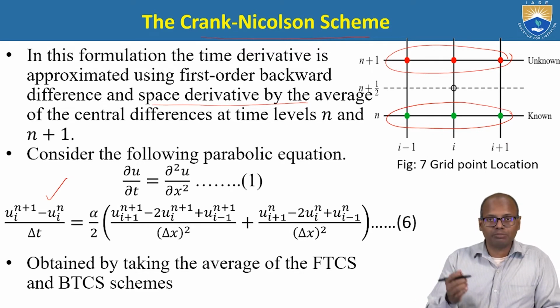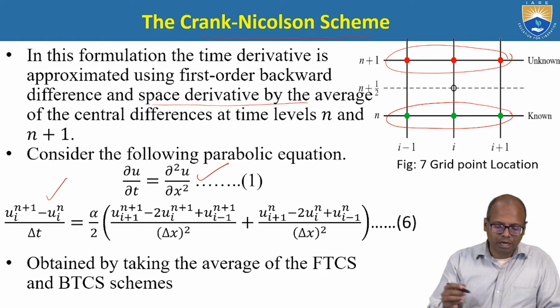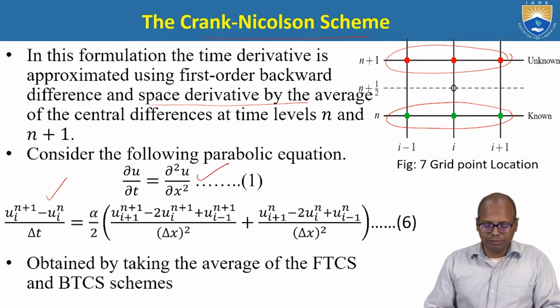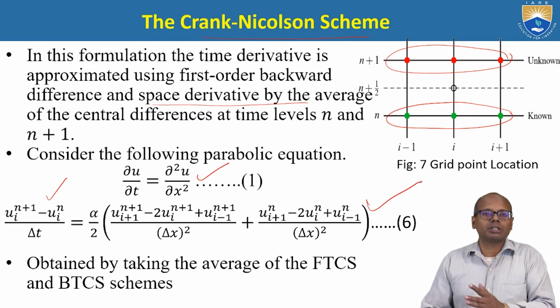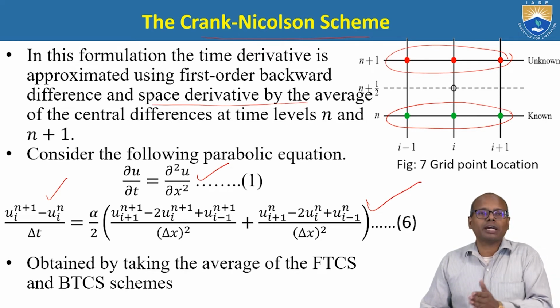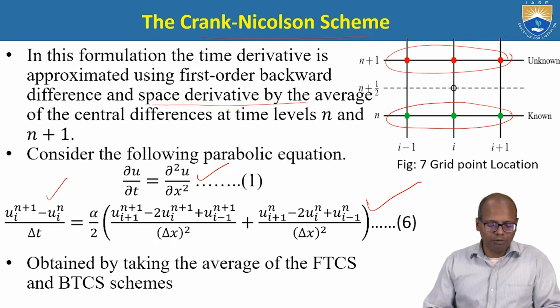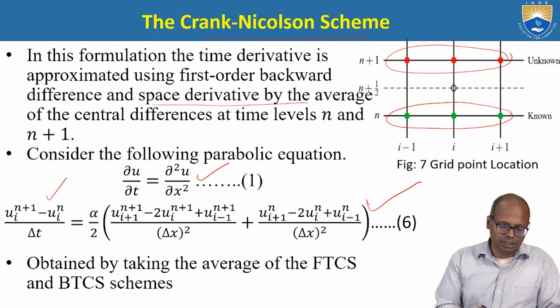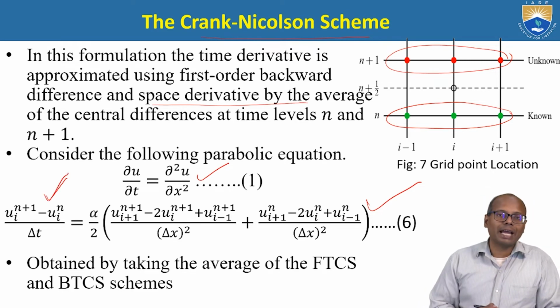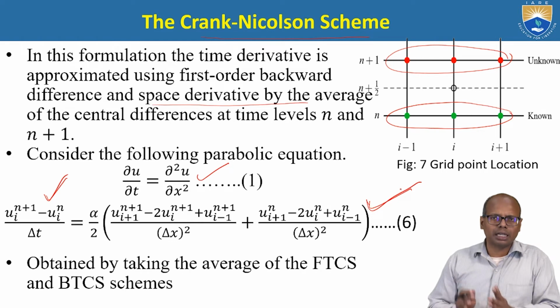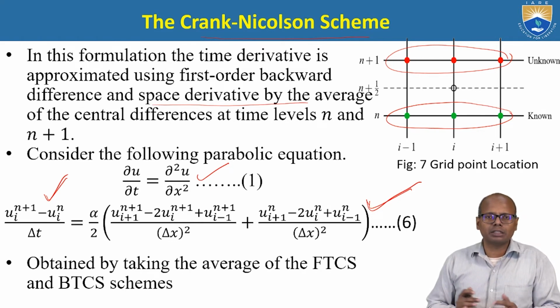By doing so, this parabolic equation that we have assumed from the beginning is transformed into a finite difference equation like this. In this finite difference equation, this is the backward difference, and this is the average of two central differences at the nth level and the n plus 1th level.